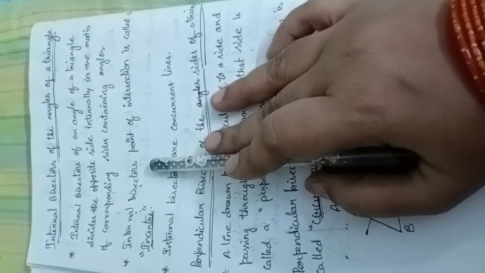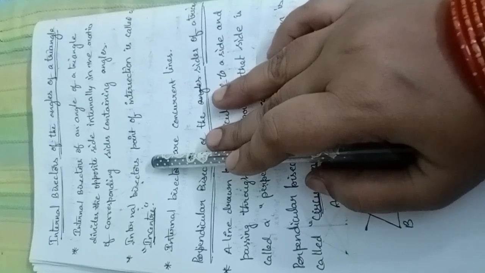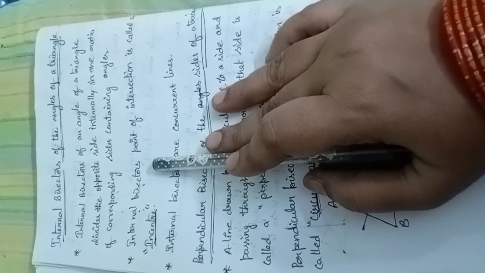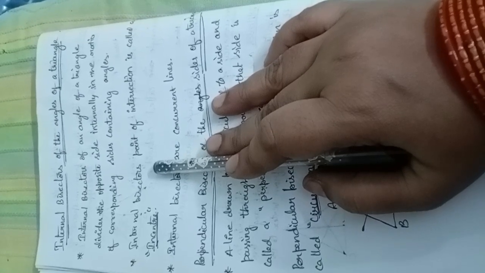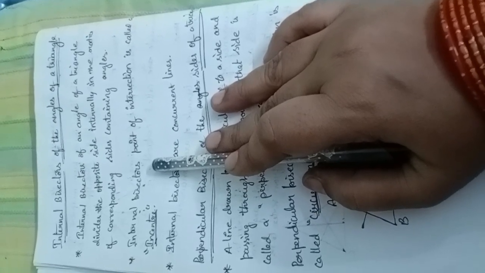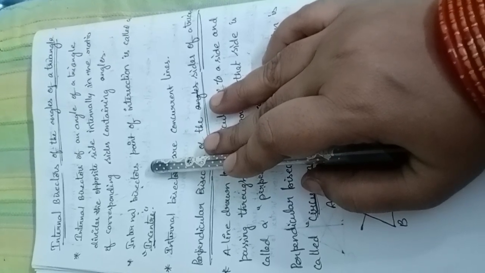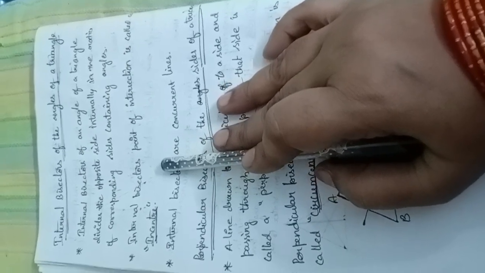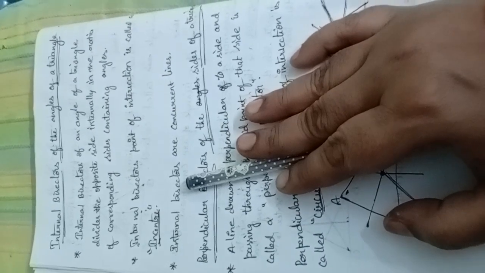For a triangle we have three vertices, so three angles are formed. So we can draw three internal bisectors to bisect all three angles, and all three intersect at a point called the incenter. By this we can say internal bisectors are also concurrent lines.